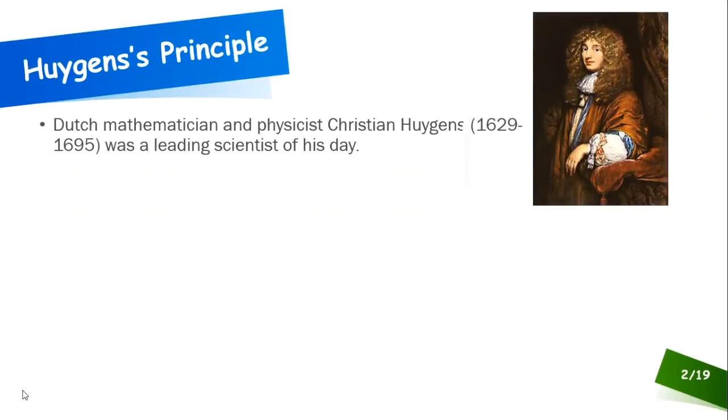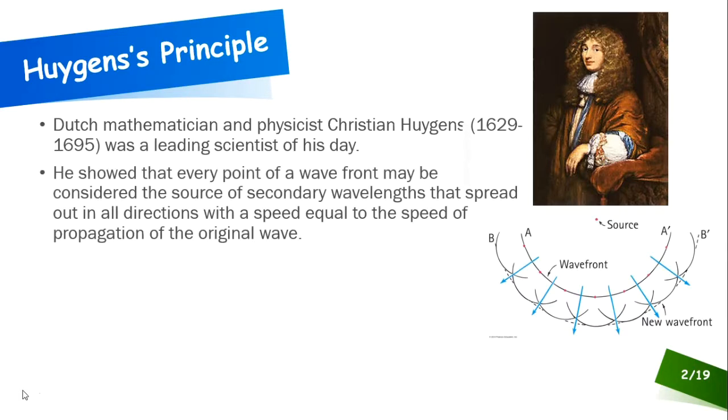We're going to look at a Dutch mathematician and physicist named Christian Huygens, who was the leading scientist of his day back in the 17th century. He showed that every point of a wavefront may be considered the source of secondary waves that spread out in all directions with a speed equal to the speed of propagation.